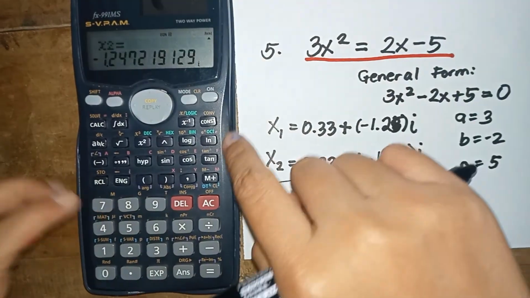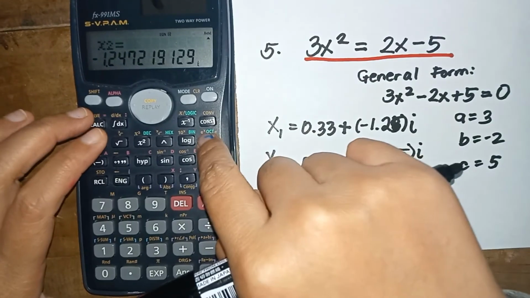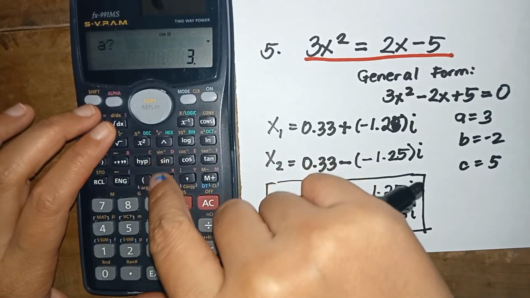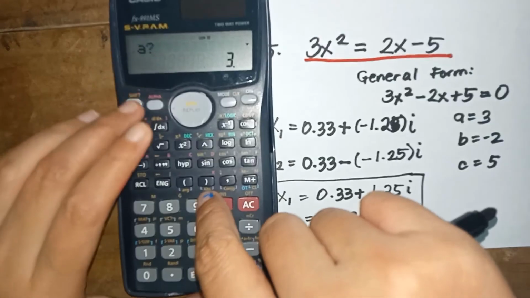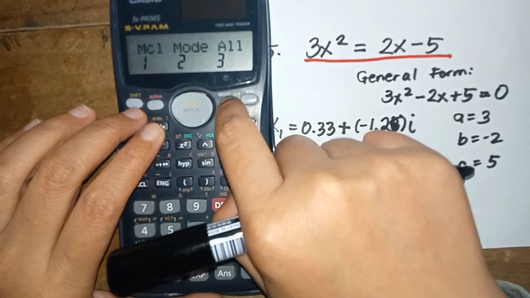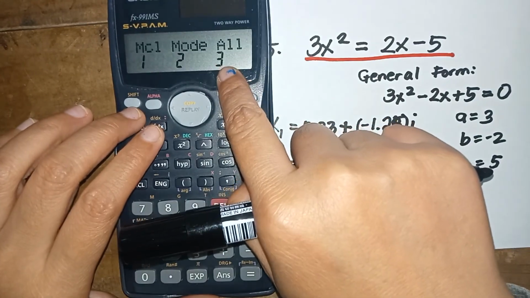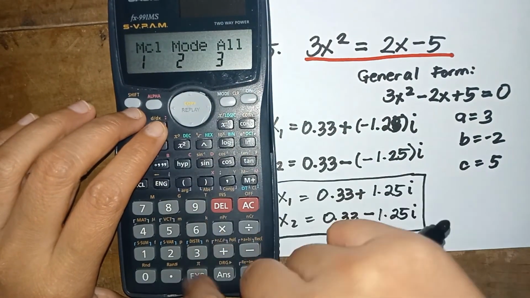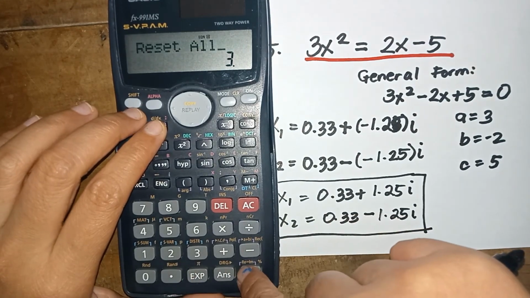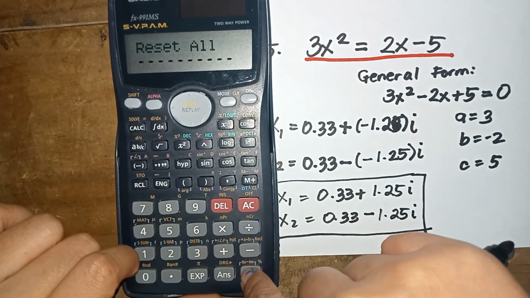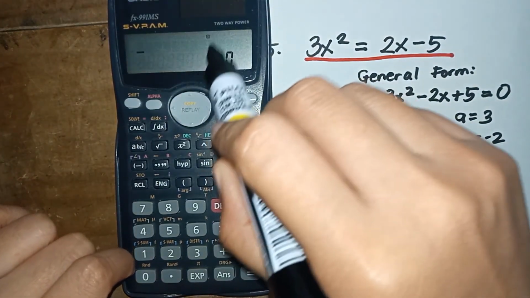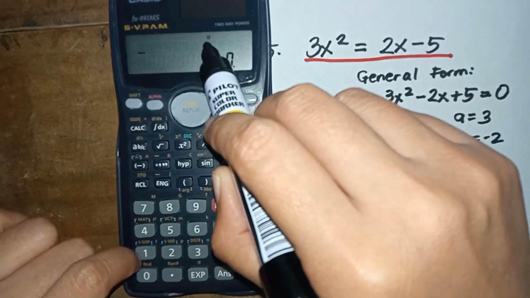To reset our calculator, click on, and then click shift, then mode, and then type 3 to reset everything, 3, and then equals. Then, equals again. What should appear, as it was before, on our calculator is the D.